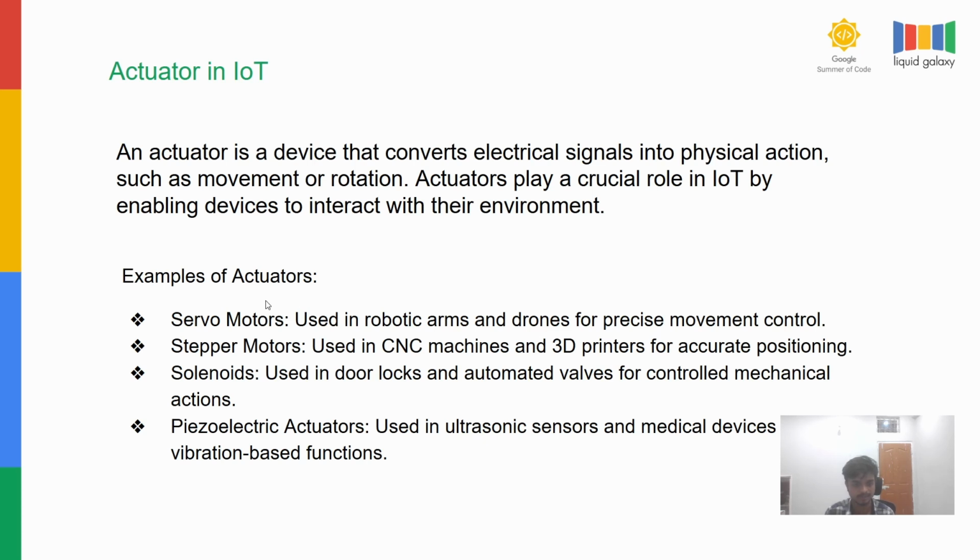Now let me give you some examples of actuators. One is the servo motor. It's mostly used in robotic arms and drones for precise movement control. Stepper motors are used in CNC machines and 3D printers for accurate positioning. Solenoids are used in door locks and automated valves to control mechanical actions. Like, there are so many uses of these things. The automatic door system uses the distance between you and the door, and when the distance goes beyond a certain threshold, it opens the door. Similarly, it closes the door. And some piezoelectric actuators are used in ultrasonic sensors and medical devices for vibration-based functions.